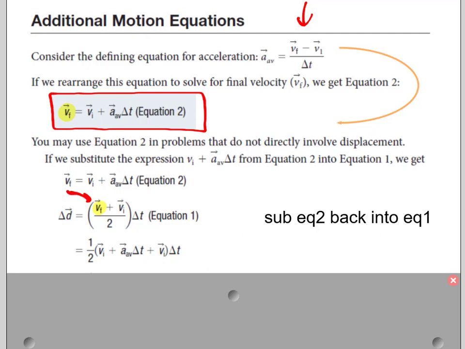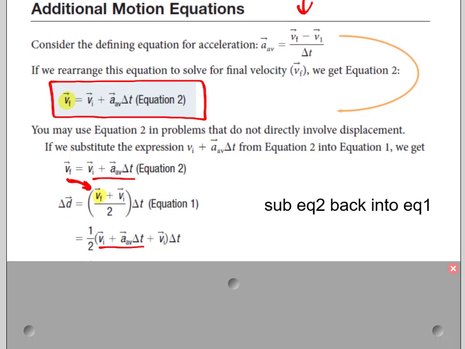So this VF right here is going into equation 1. You can see the VF is replaced by this element right here, which is this piece right here. So I think I said that backwards. We're putting equation 2 into equation 1. Just for clarity, you're not responsible for the proof of this in any way, shape, or form.